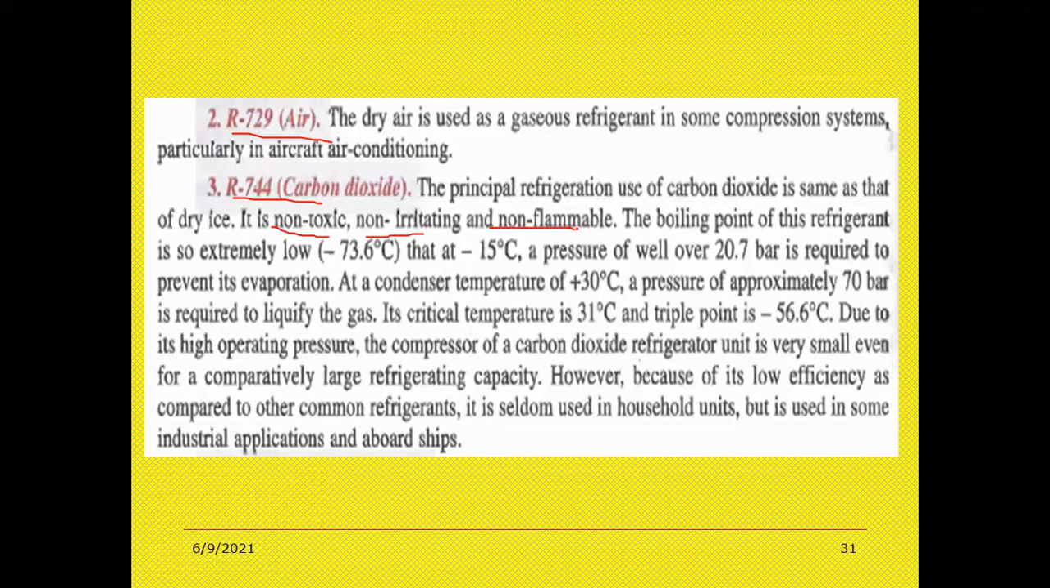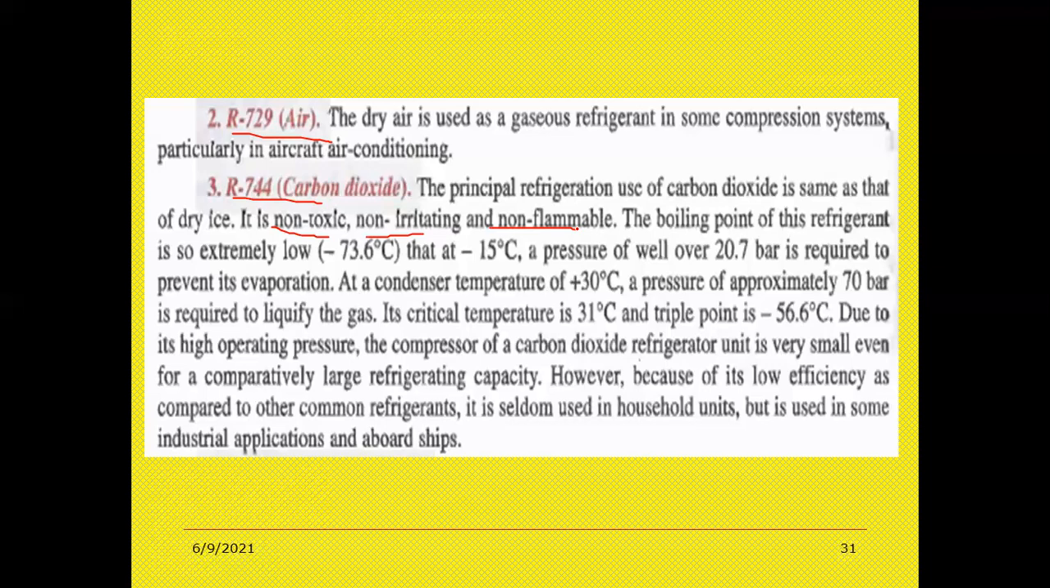So there is no smell, no irritation, and it is not flammable. It is a completely clean refrigerant which we can use in refrigeration systems. Carbon dioxide is non-irritating, non-toxic and non-inflammable.